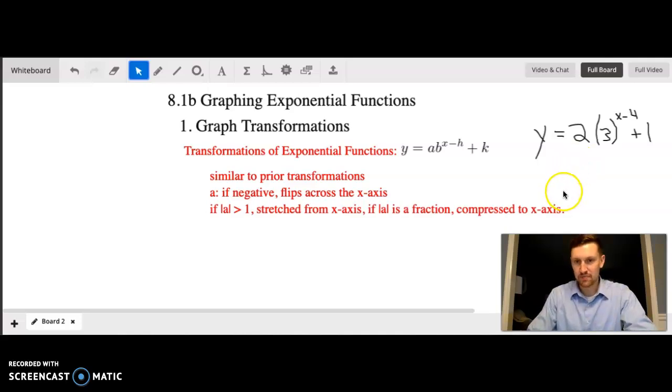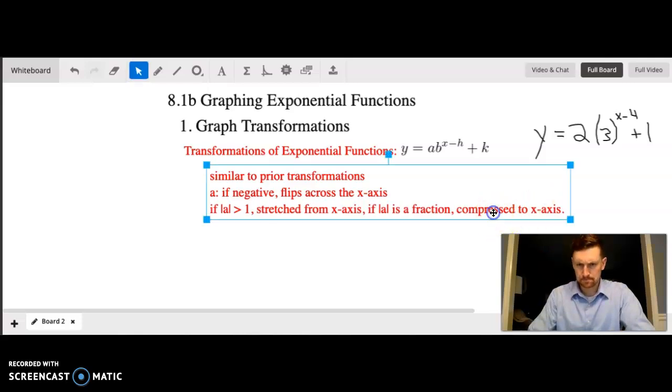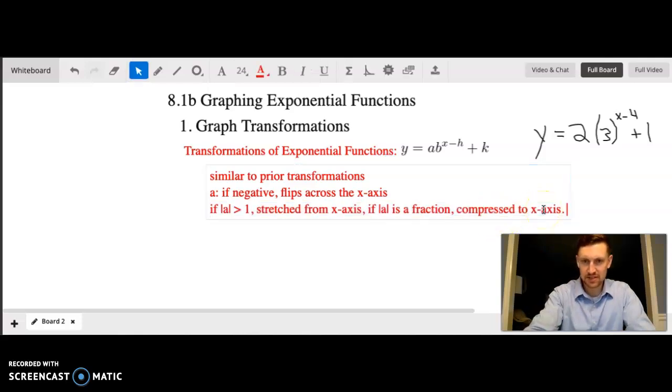If it's a fraction, then it's compressed. In other words, it was going to be that normal exponential growth curve, but then we multiply by a half or a third, so we compress it back down. All right, let's continue on with this definition. So that's the values of a.